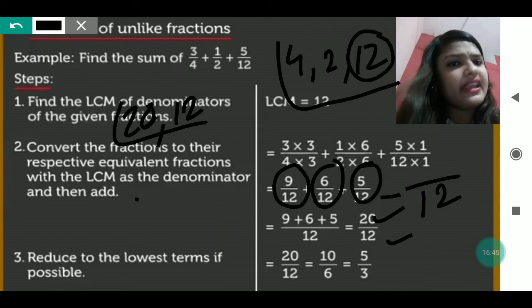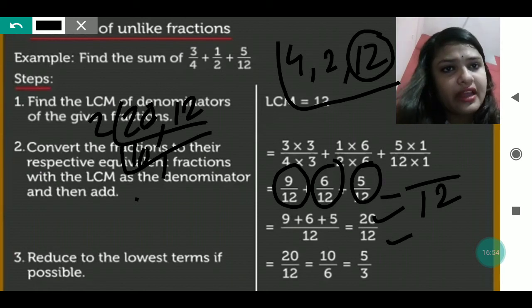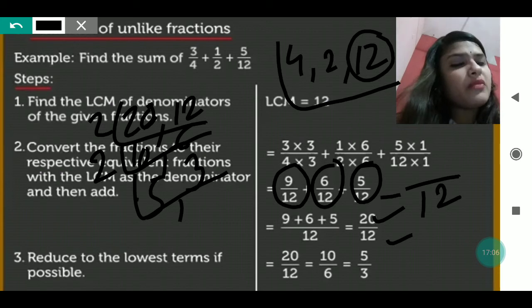You start dividing by 2. How many times can 20 be divided by 2? 10 times, so you write 10. Then 12 divided by 2 is 6, so you write 6. Again divide by 2. 10 divided by 2 is 5, and 6 divided by 2 is 3. So what have you got?